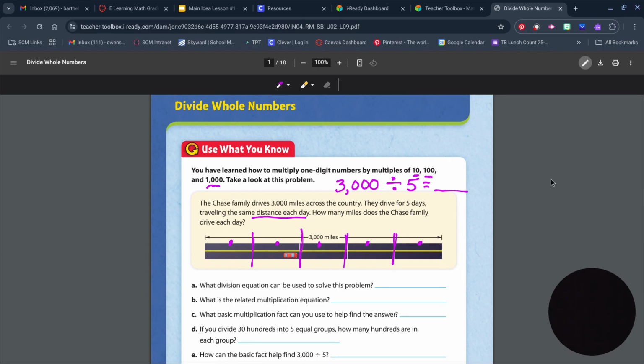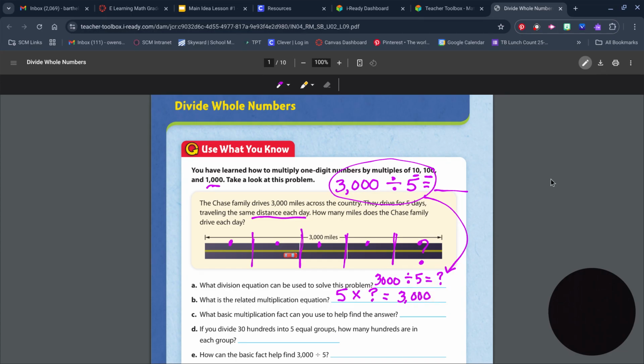So what division equation can be used to solve this? Well, look at here. That cut up into sure helps you think about things like that. So it's going to be 3,000 cut up into 5 equals what? So what is the related multiplication equation? Well, how many groups did we make? We made 5 groups of what? 5 groups of what? Don't know yet. Equals 3,000.